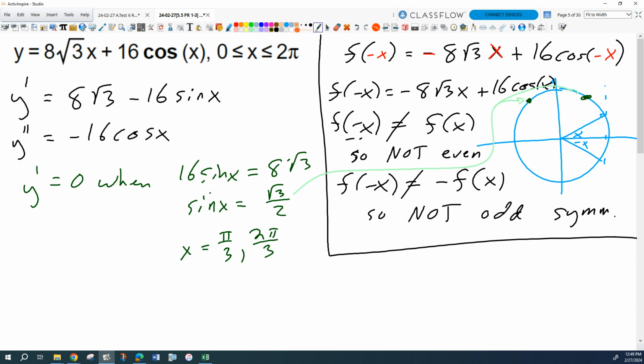Okay, how about the second derivative? Well, that's a pretty easy one, right? Y double prime equals 0 wherever cosine is 0. Where is cosine equal to 0 on our domain? Yeah, it can be right there and right there, right? So pi halves and 3/2 pi.